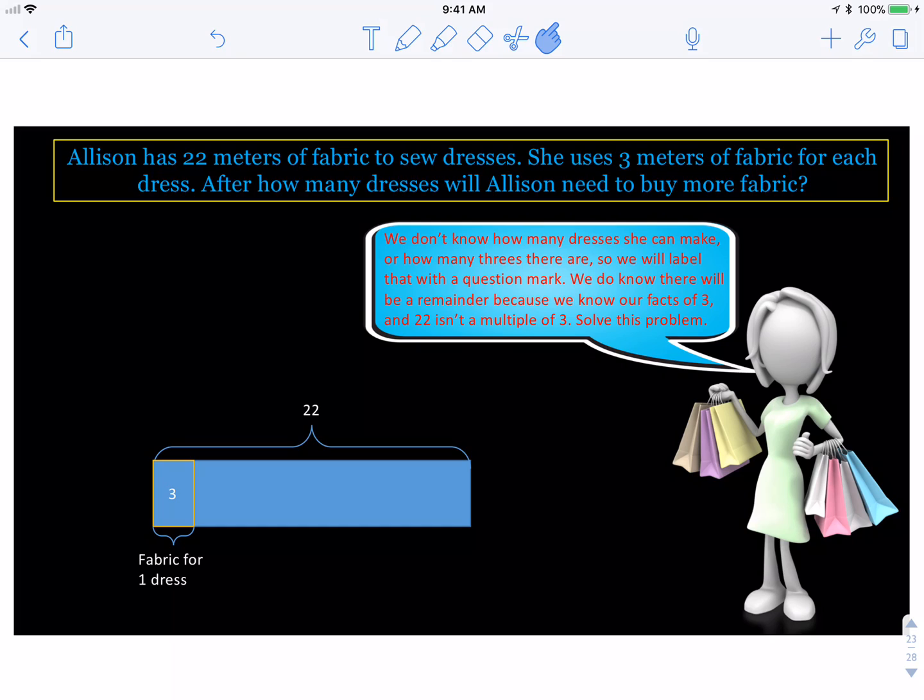So remember, 22 is not a multiple of 3. That means we're going to have to add a remainder. That didn't look very good. Let's just add a remainder right here. Okay. So go ahead and try to solve the problem.